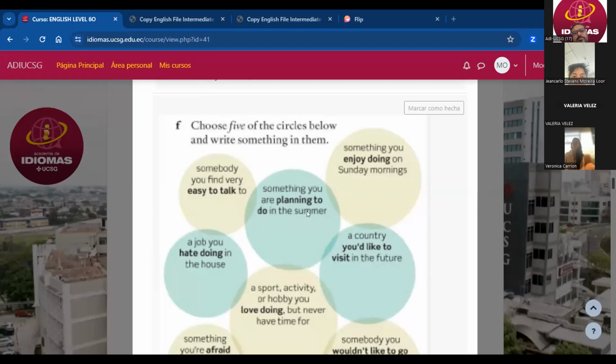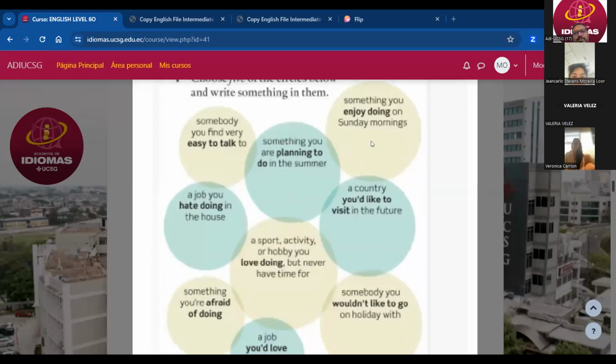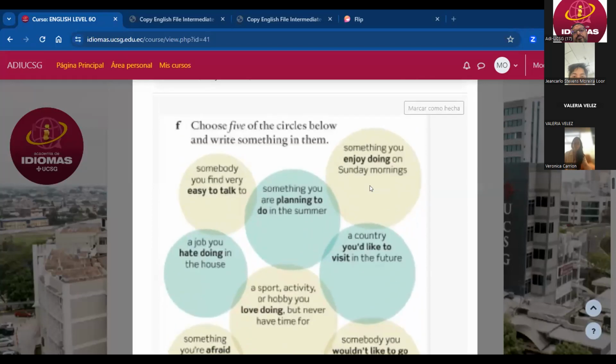Something you're planning to do in the summer. Something you enjoy doing on Sunday mornings. A job you hate doing in the house. A country you like to visit in the future. Now, you're going to choose 5 circles, and you're going to write a minimum of 2 lines for each one that you selected.